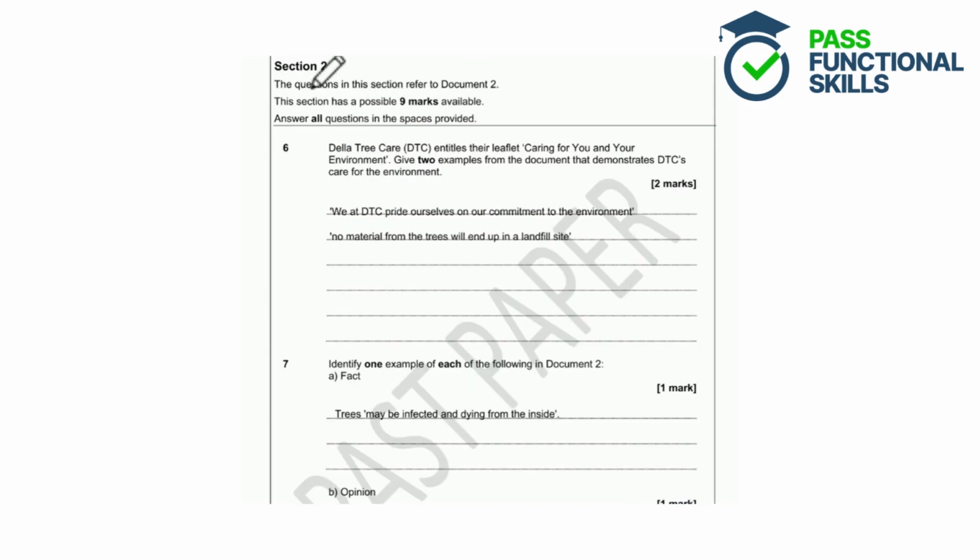Okay, so now we're in section 2. So in this section we need to look at document 2, so we can forget about document 1 for now. We need to answer all the questions. So question 6, Della Tree Care, DTC, entitles their leaflet Caring for You and Your Environment. Give 2 examples from the document that demonstrates DTC's care for the environment. So we need to find 2 examples in the document that demonstrate DTC's care for the environment.